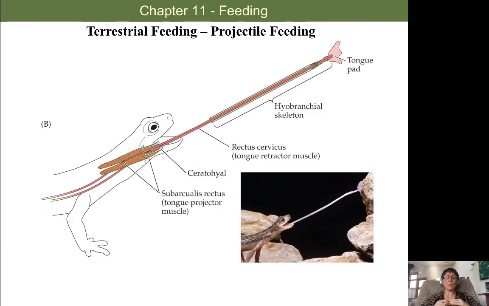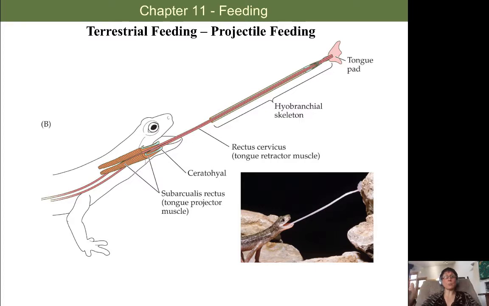So the take-home points that I wanted you to get is that projectile feeding does happen in both salamanders and frogs. Now, how far they're able to extend their tongues does vary within both groups. Generally speaking, frogs have a tendency to not extend as far as salamanders, but there's variation in both groups. So there's salamanders where their tongue doesn't stick out very far, and there's frogs where their tongue can stick out pretty far, probably not nearly as far as what you get with salamanders.